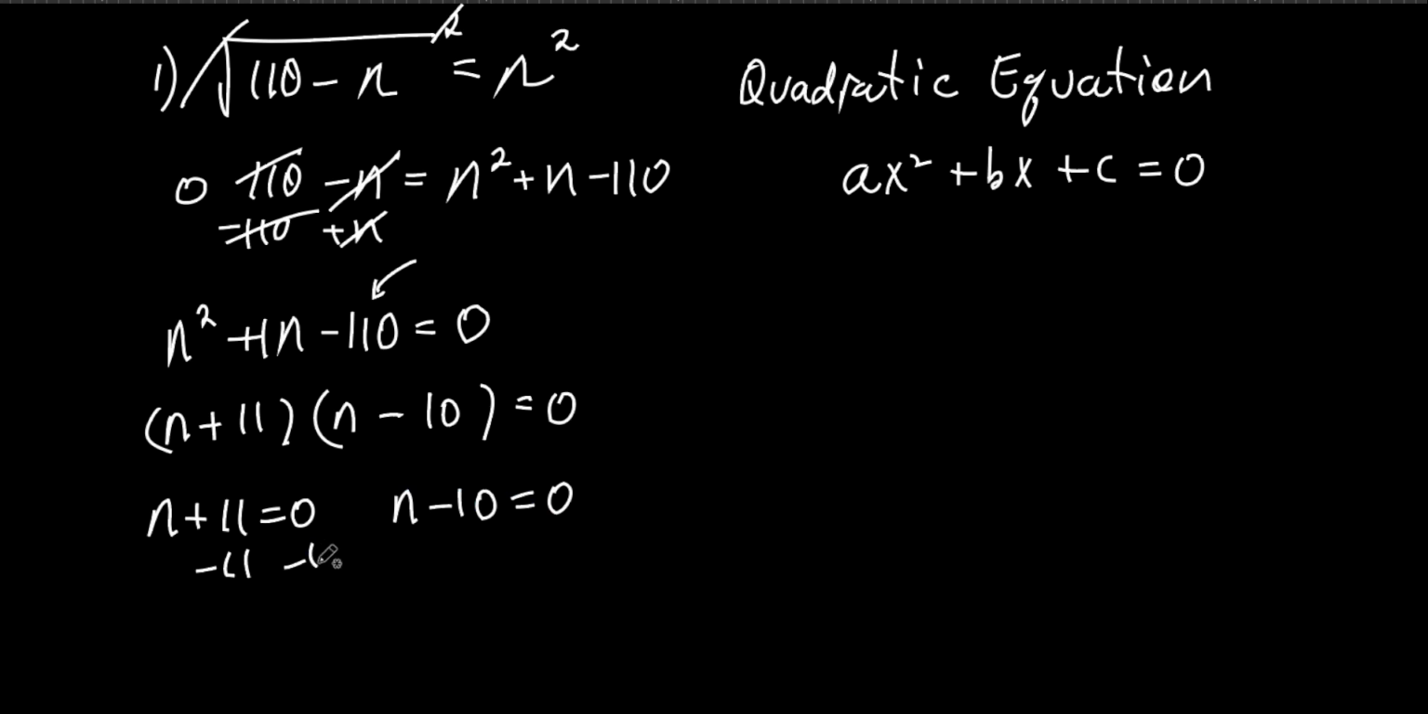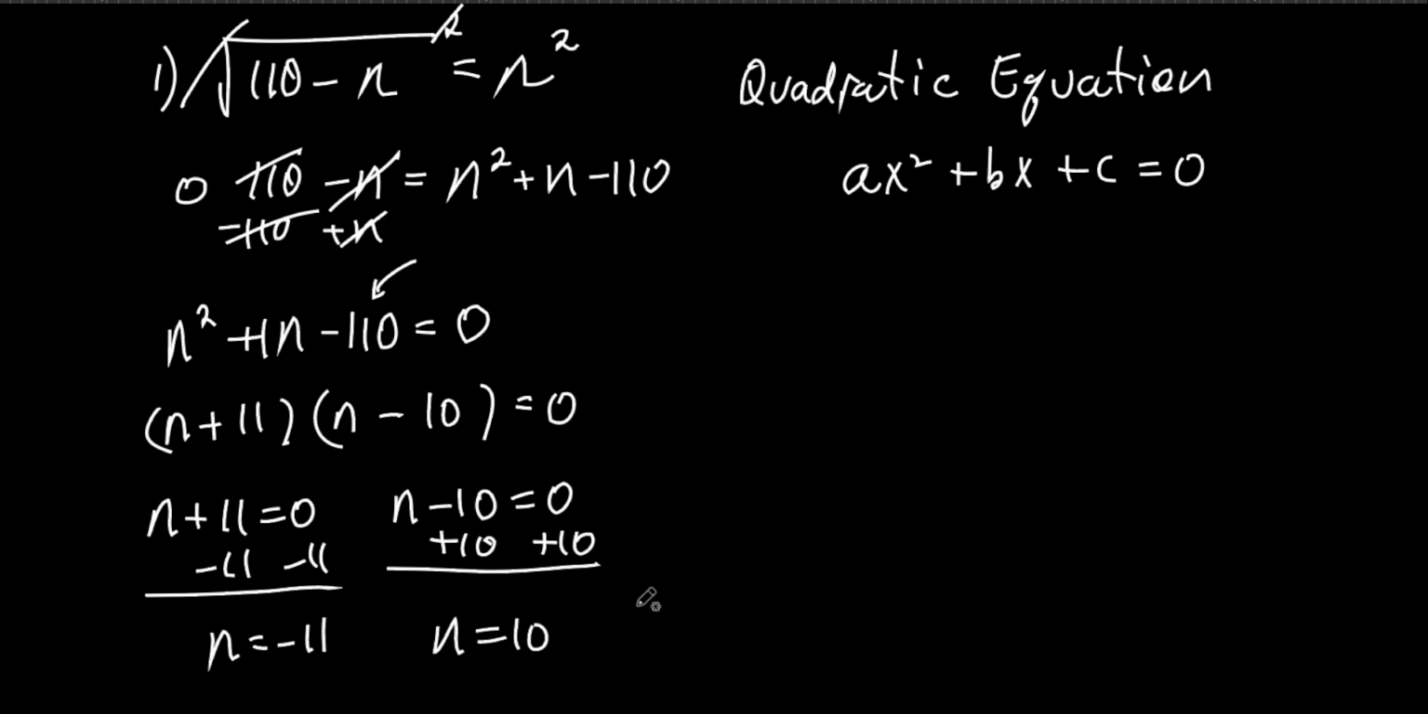Subtract an 11 from both sides. So n equals negative 11. And then we add a 10 to both sides. And we go n equals 10. I'm tempted to circle both of those answers, aren't you? Oh, you got it. Yeah, absolutely. Especially with this. All right. Let's write down the original problem. Is that all right? Okay.